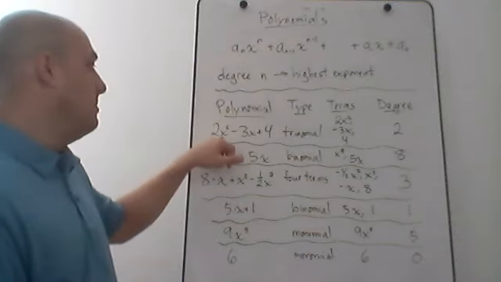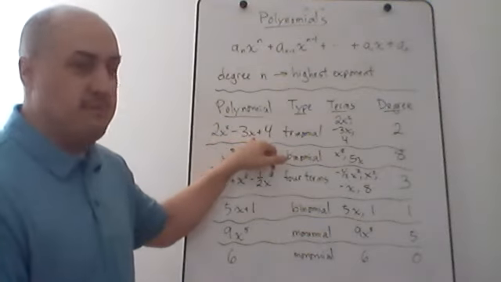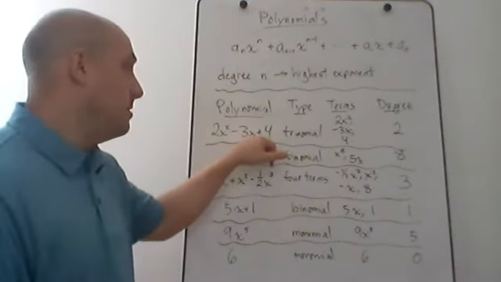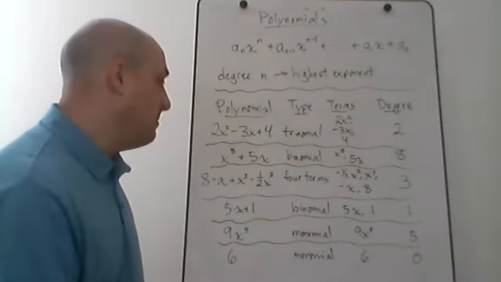You know, this one here could be 2x squared. The next one could have been negative 3x to the 5th power. That would have made that a degree 5 polynomial. All right, so you have to watch out for that.